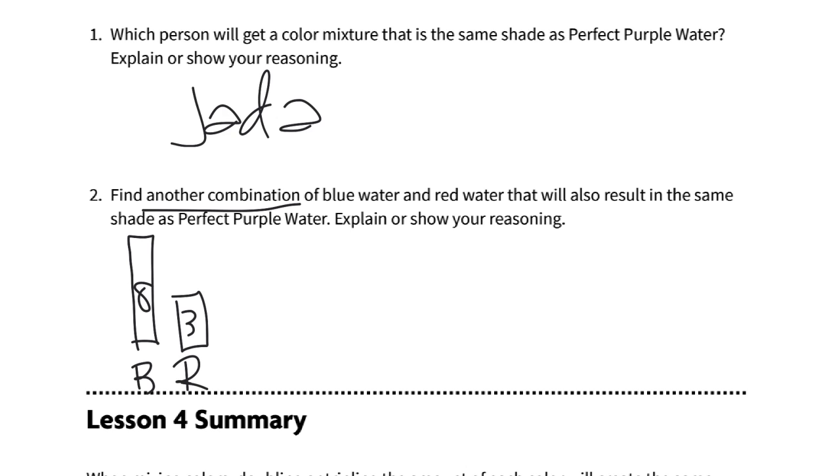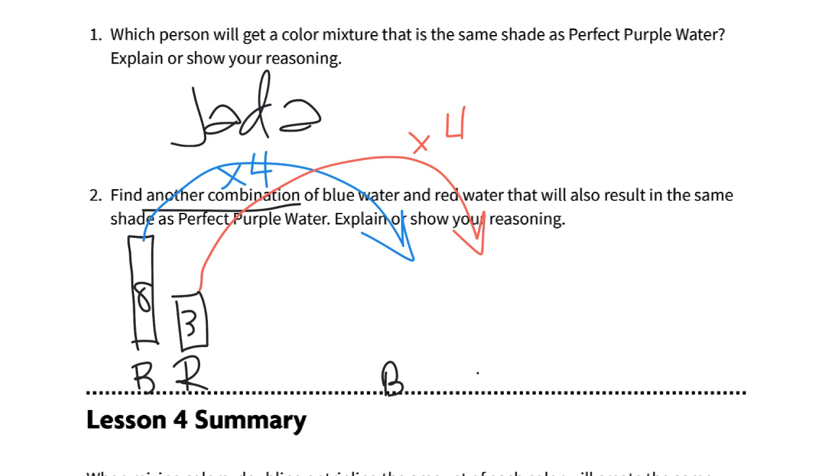So we can times it by 4. So we can times that by 4 and times the red by 4. And that would give us a combination, a recipe, blue and red. That would give us 32 units of blue and 12 units of red. So we've quadrupled the recipe. So the idea is I took the 8 times by 4, that gave me 32. I took the 3 times by 4, and that gave me 12. And that's how we know it's going to give us the exact shade of perfect purple water as the original.